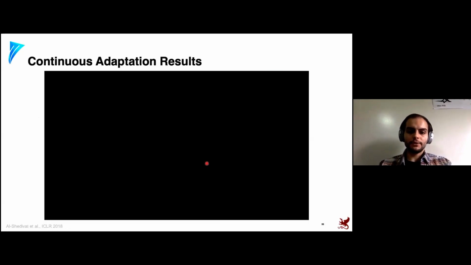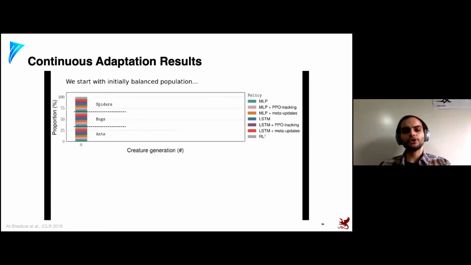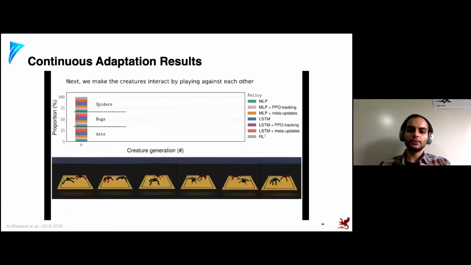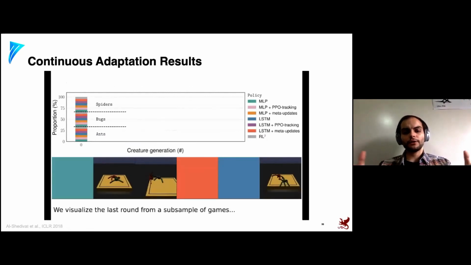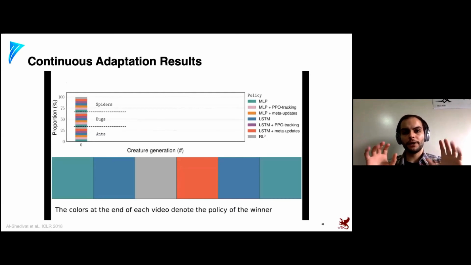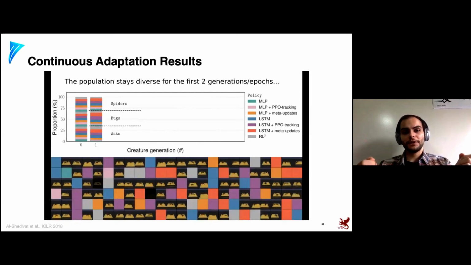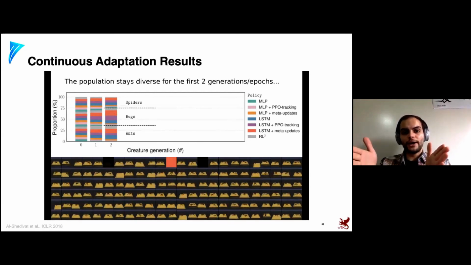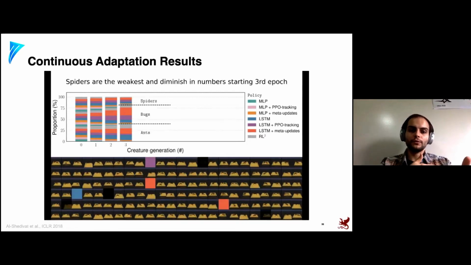And this is probably the most interesting evaluation that we conducted in this setting. So we had a large population of agents of different anatomies using different policies and different adaptation strategies, and we tried to test which of the agents will eventually outperform the other agents. Right, so we ran a lot of games. We would subsample 1,000 pairs of agents from the population. We would run a bunch of games, right, and whoever wins the sequence of rounds within a single game gets replicated, and whoever loses gets removed from the population.